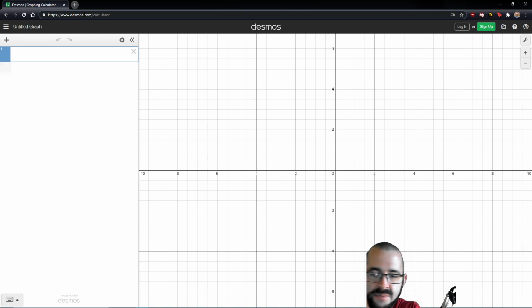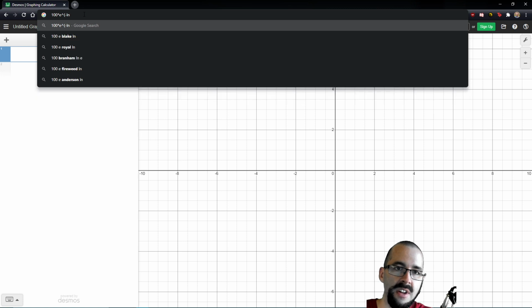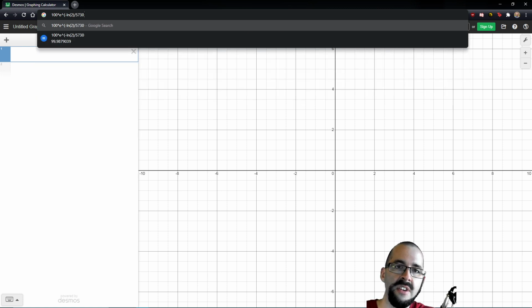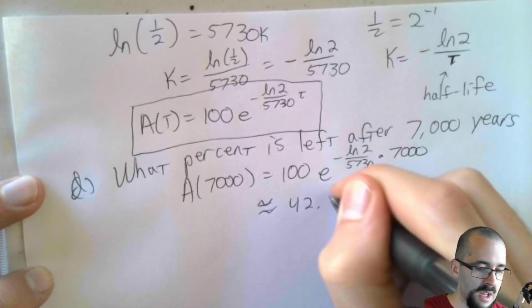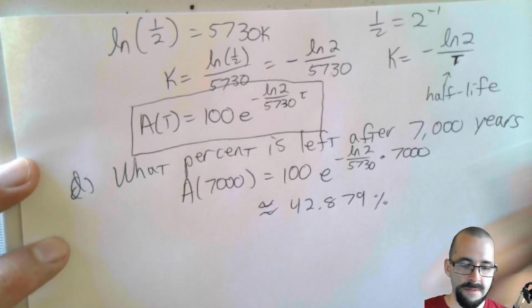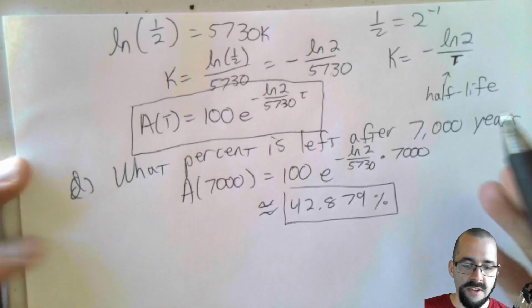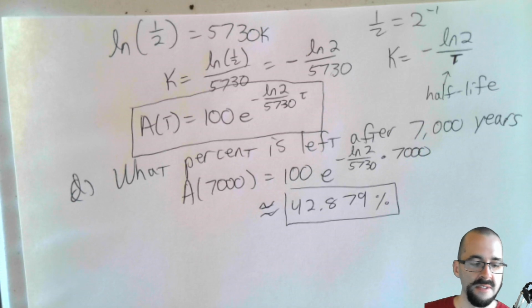All right, so what have we got here? We have 100 times e raised to, make sure to have parentheses, negative natural log of 2 divided by 5730 times t, which is 7,000. And we're going to get about 42.879%. Okay. So let's say approximately equal to 42.879% as our answer. So we said it'd be somewhere between 25% and 50%, and it is between 25% and 50%. That was not as bad as the other problems.